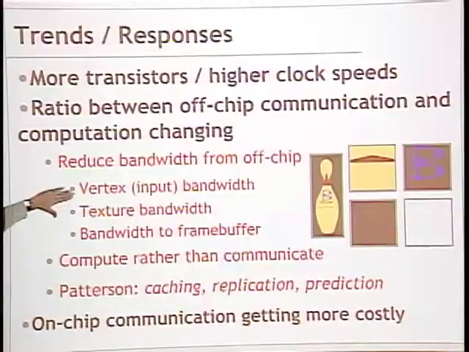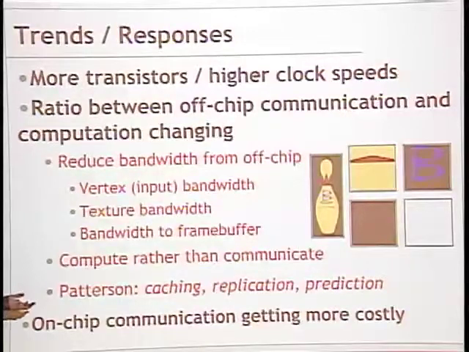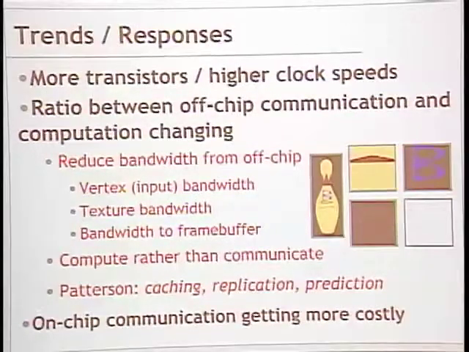So one thing I'll be talking a good bit about today is vertex input bandwidth. So we send vertices from the CPU to the GPU. Those vertices take up a lot of bandwidth. And that's sort of the slow part, right? And it's getting slower as time goes on. What can we do to reduce the cost of that? So that's something we want to think about. How do we reduce the cost of input bandwidth?